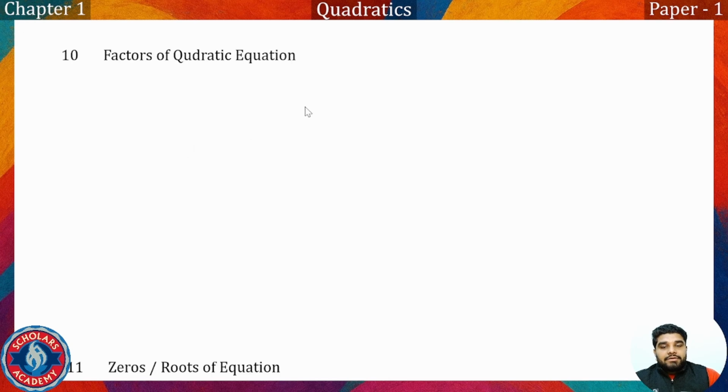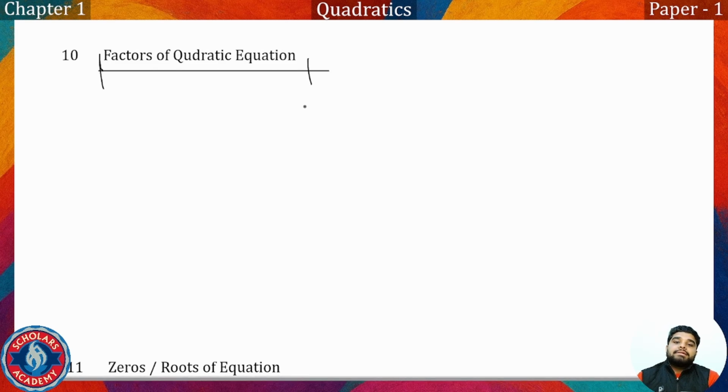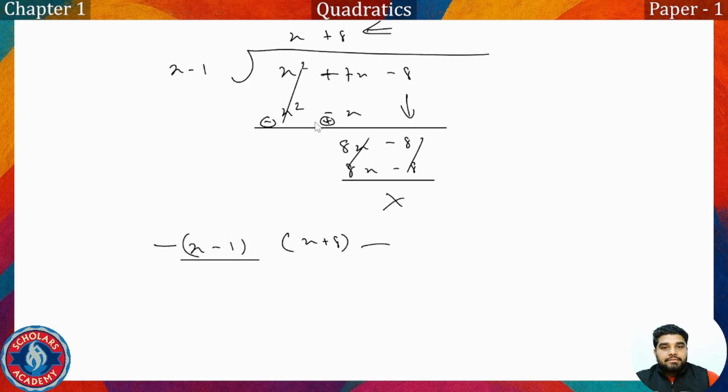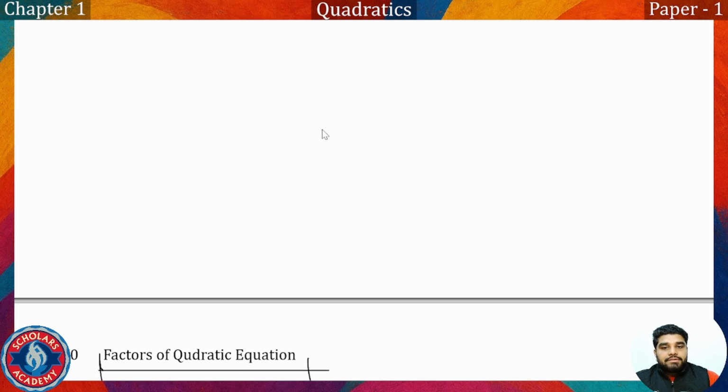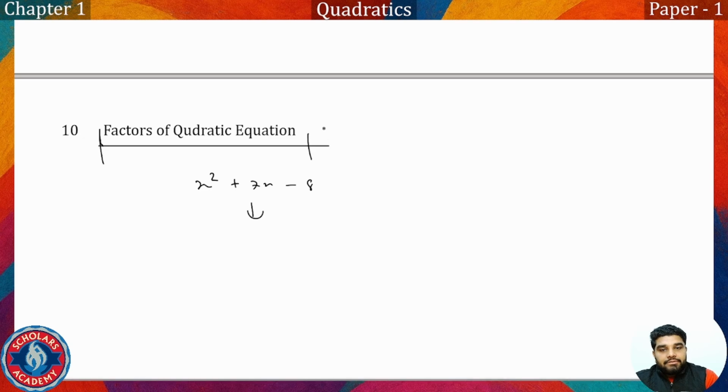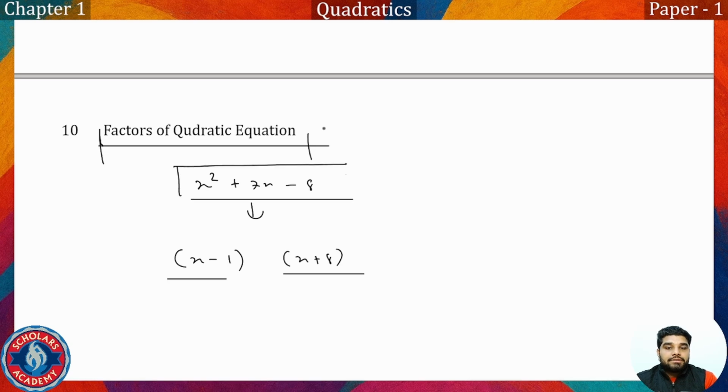Now in case of factors of a quadratic equation, how to identify the factors of a quadratic equation? As I took the earlier equation, which was x square plus 7x minus 8, I got two factors of this quadratic equation, which were x minus 1 and x plus 8. So these are the two factors of this quadratic equation.